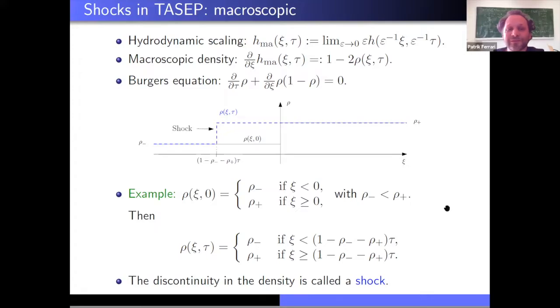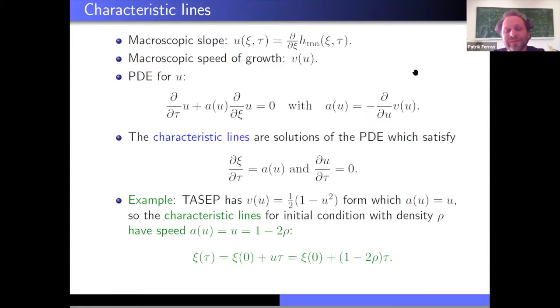So we will try to understand the fluctuations of particles in a neighborhood of a shock, as well as the fluctuation of the shock, or more precisely, the fluctuation of the second-class particle. Now, one important ingredient is the characteristic solutions. If I call U the macroscopic slope, then you can compute the speed of growth as a function of U, depending on the model.